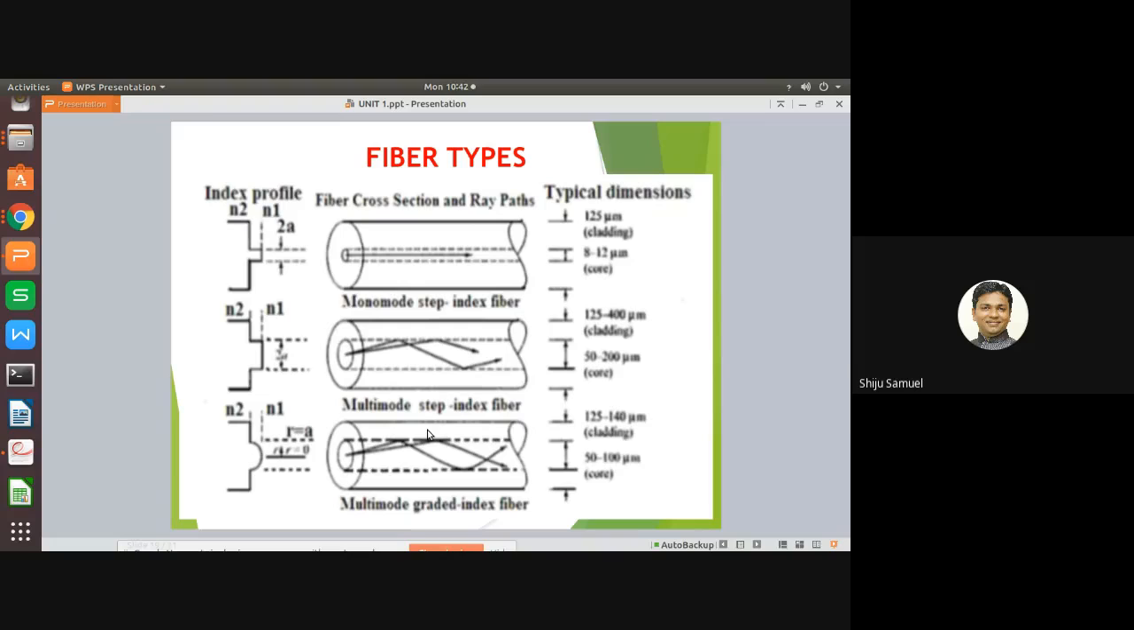Because you can observe this in the diagram, if you are observing the diagram, it is observing.